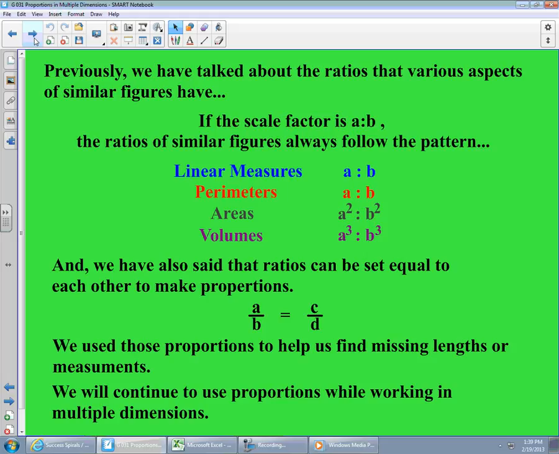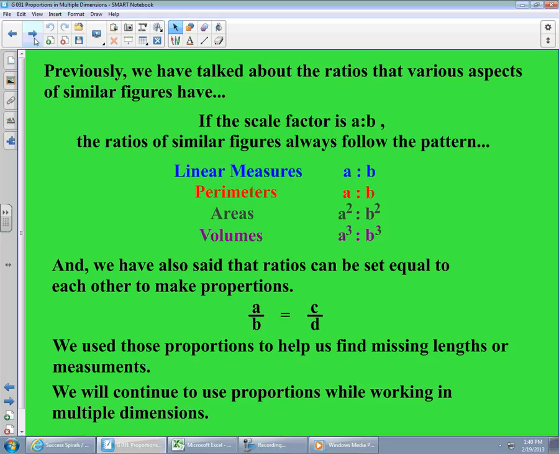Basically what we said is, if we could establish what the scale factor was, and in the case of this slide, it's A to B, where A and B are just some numbers like 1 to 2, 2 to 3, 3 to 5, stuff like that. If we could figure out what the scale factor was, then, as we had talked about the day before, if the scale factor is A to B, then the ratio of the linear measures, which is to say the side lengths, is also A to B, which made total sense because scale factor came from the linear measures.